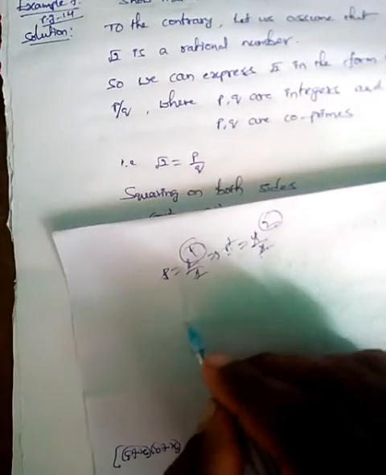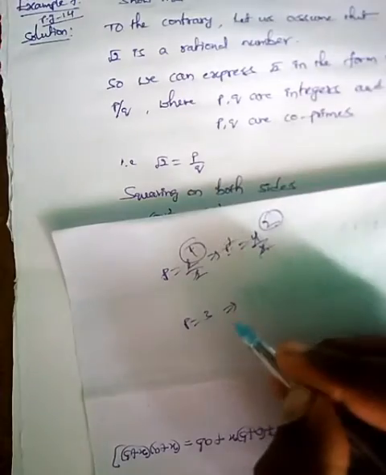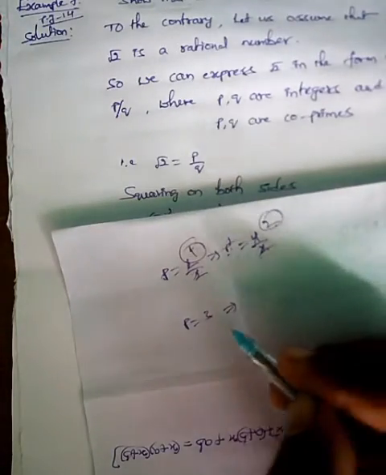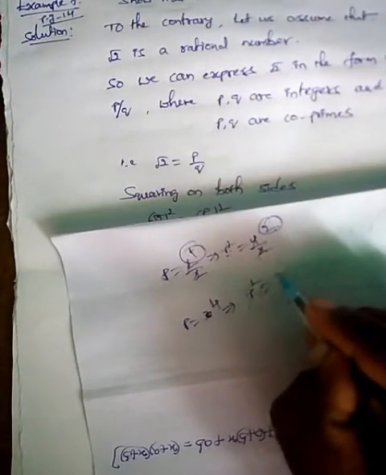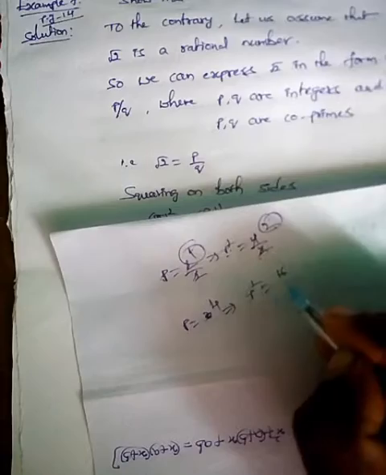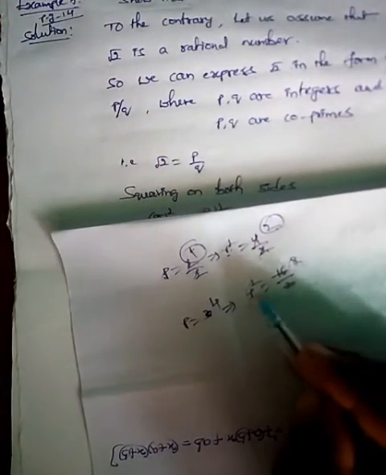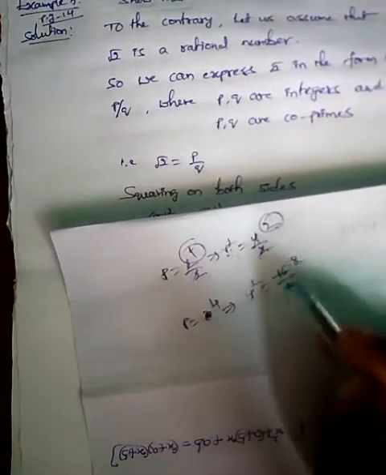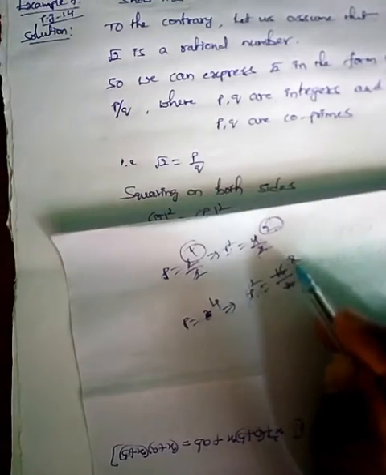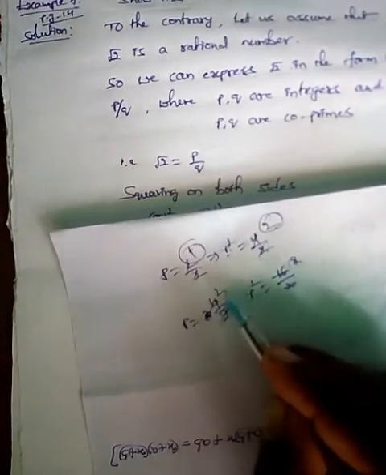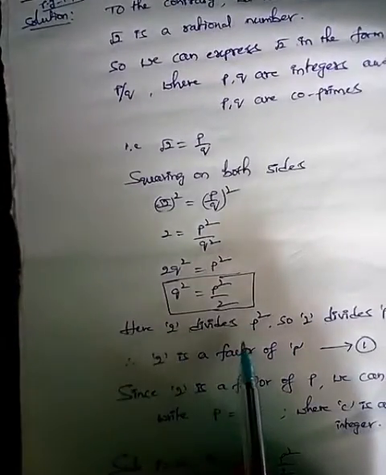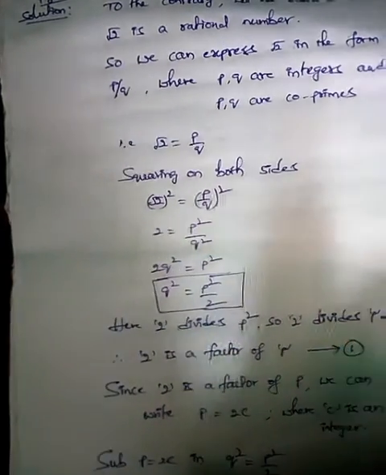Let us take another example. If p equal to 4, then what is the value of p square? p square is 16. 2 divides 16, 8 times. So if 2 divides p square, then it divides p also. So in the case where 2 divides p square, it divides p also. So I wrote this statement here: 2 divides p square, so 2 divides p also.